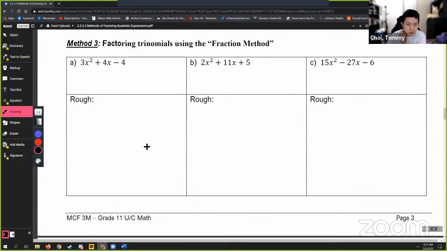Method 3, using the fraction method, or as some of you and I call it, Mr. Choi's method. It's very similar. It's a similar concept to the Australian method, but instead of writing out all these fractions, like this big fraction, you actually just have to write two small fractions and kind of make your life a little bit easier.